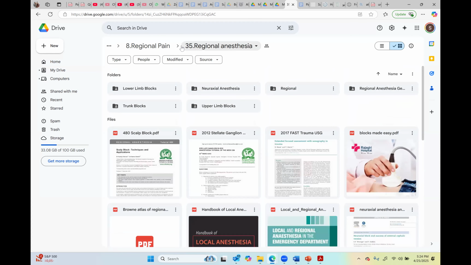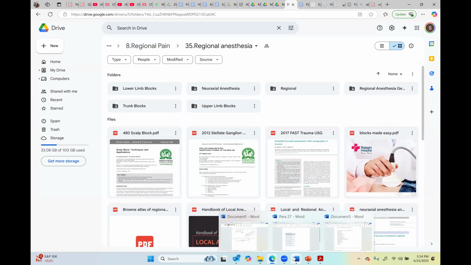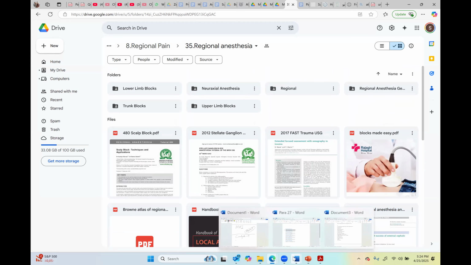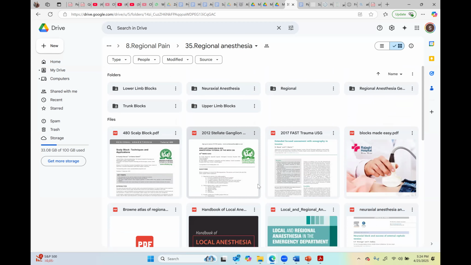Just, actually, I missed a very important point with reference to performance of blocks. That is the role of antiplatelets and anticoagulants. So how do you manage if the patient is on anticoagulants and antiplatelets?